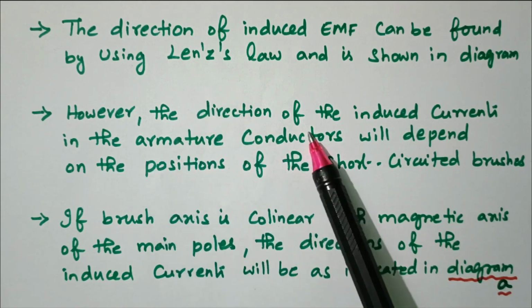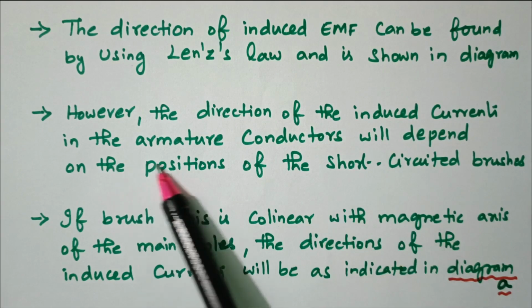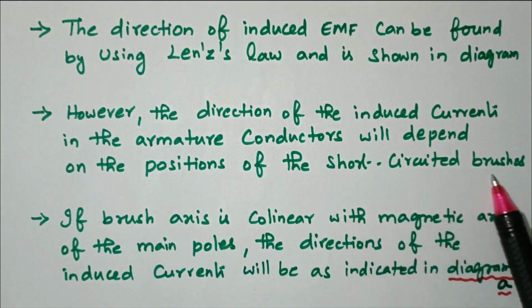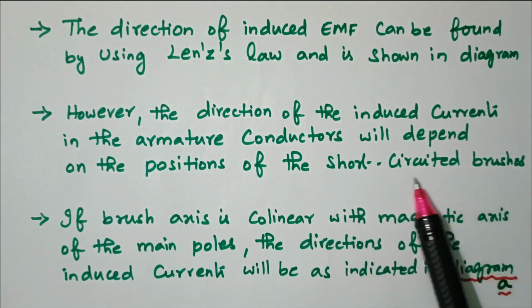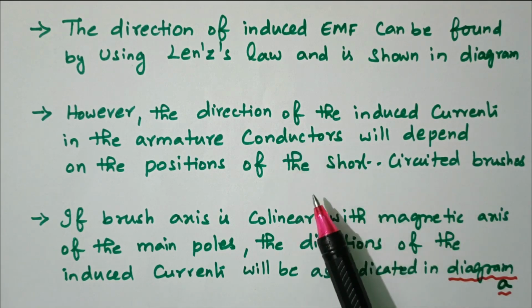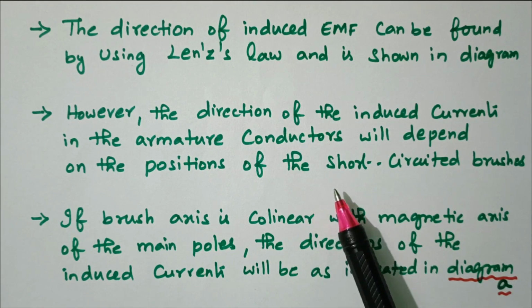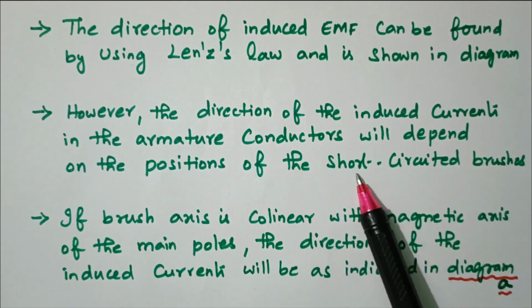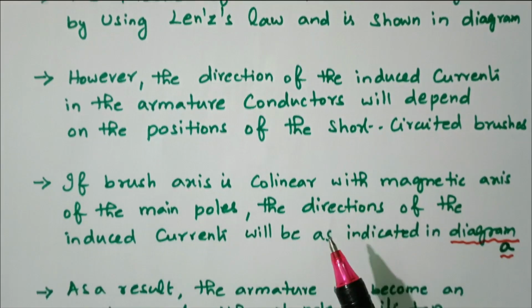However, the direction of induced current in the armature conductor will depend on the position of the short-circuited brushes. So these short-circuited brushes will decide the induced EMF direction. That is, in the vertical position, EMF is induced. In the horizontal position, EMF is not induced. So this is based on the short-circuited brushes.